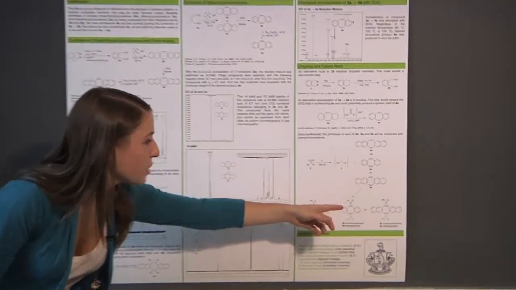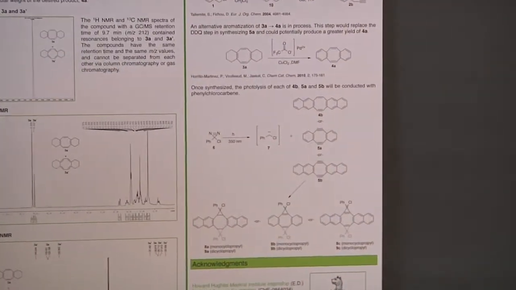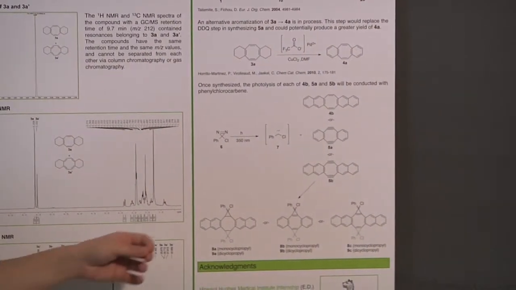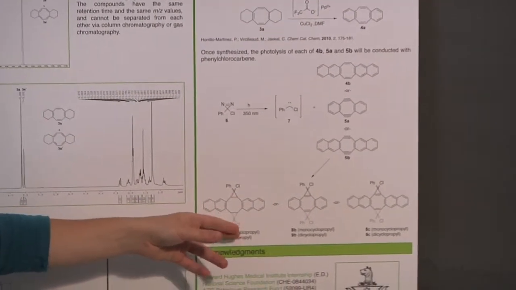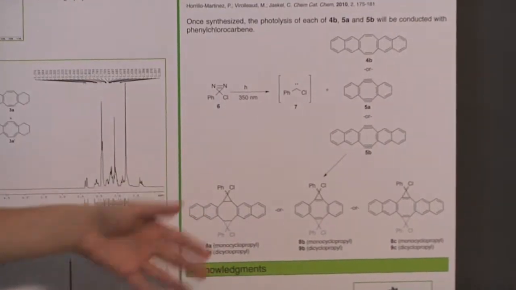So we expect these products, depending on which starting material we started with, and we expect to get a cyclopropyl ring either on the top and bottom, or only on one side.